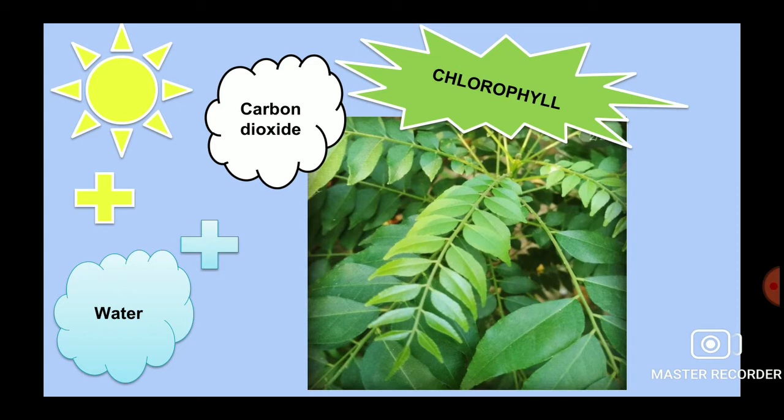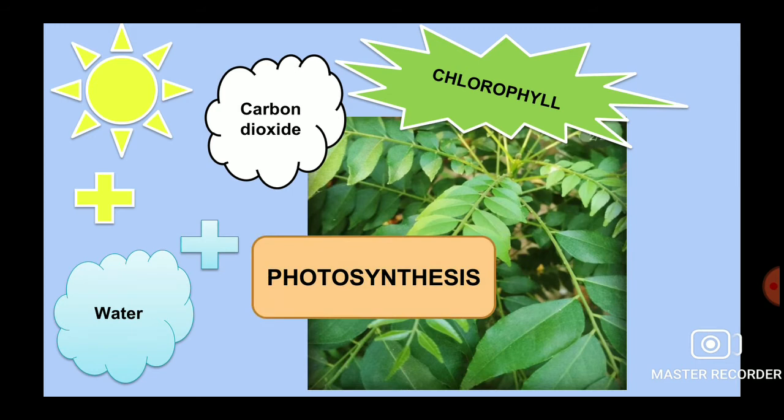Now when sunlight is present, the green plants, the chlorophyll containing plants, can prepare their own food utilizing carbon dioxide and water from the surroundings. And this process is known as, yes, photosynthesis. Photo means light and synthesis is the preparation. So it is the preparation of food in the presence of light.